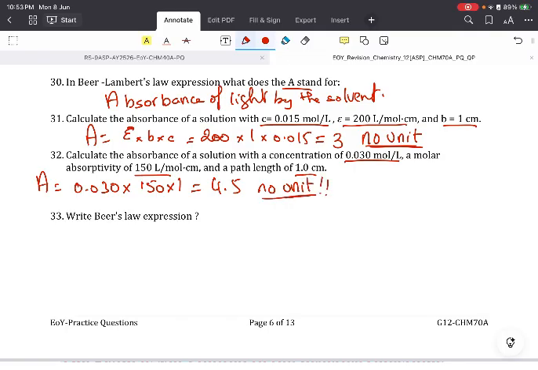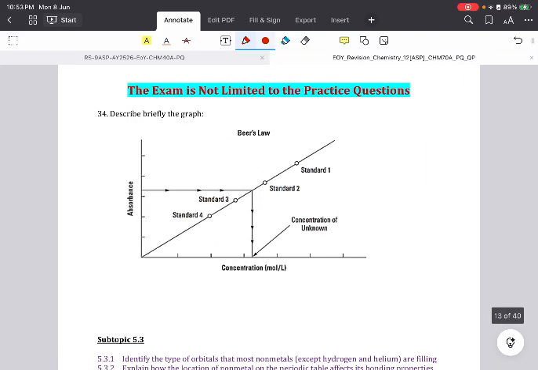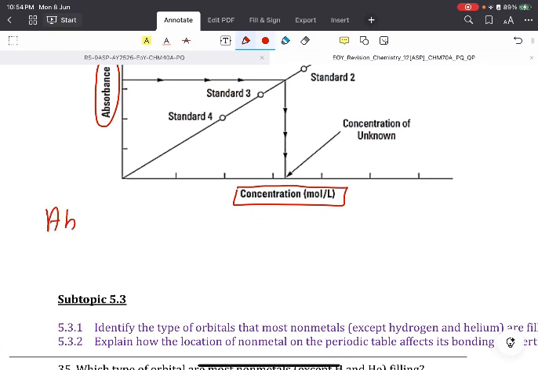Now, write Beer's law expression. This law, it's not given in your formula sheet. It's A equals epsilon, this is the symbol, times B multiplied by C. Now, let's look at this graph. Describe briefly the graph. We are looking at a graph showing the relationship between absorbance and concentration. From the graph, absorbance and concentration are directly proportional.